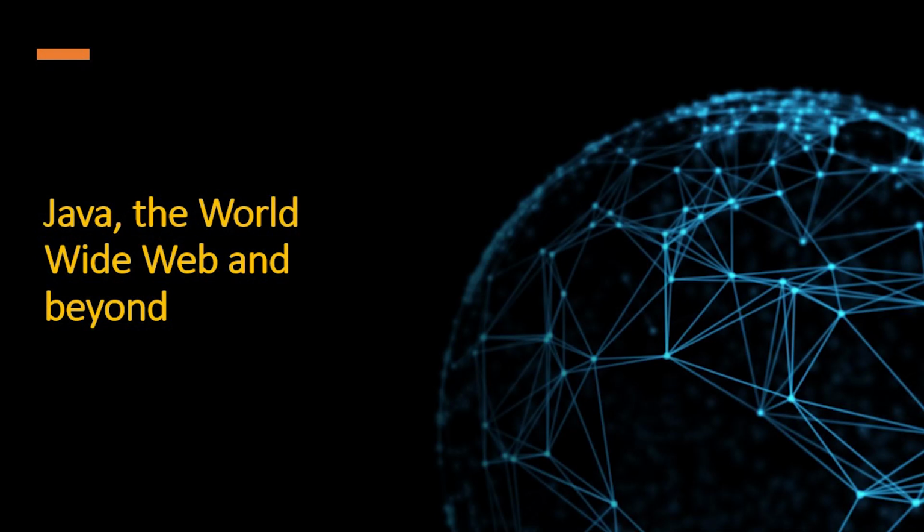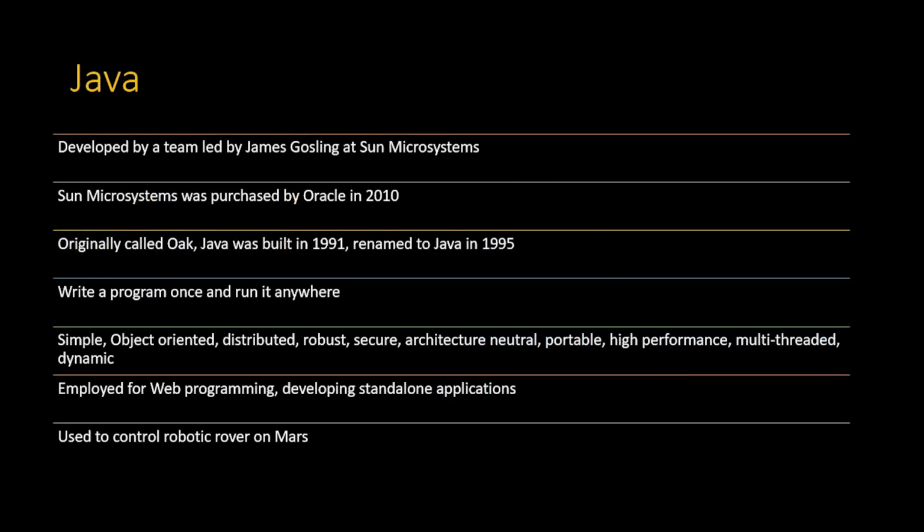Java was developed by a team led by James Gosling at Sun Microsystems. Sun Microsystems was purchased by Oracle in 2010. Originally called Oak, Java was designed in 1991 for use in embedded chips in consumer electronics appliances. In 1995, renamed Java, it was designed for developing web applications.